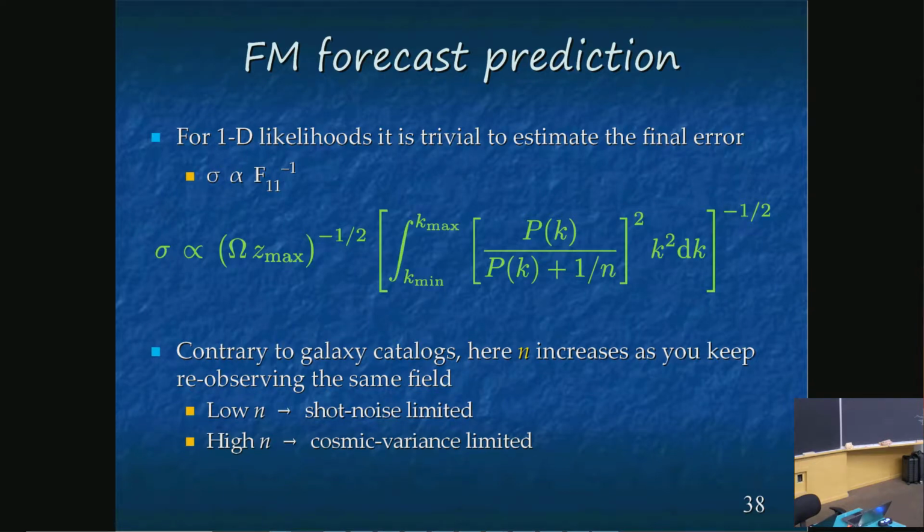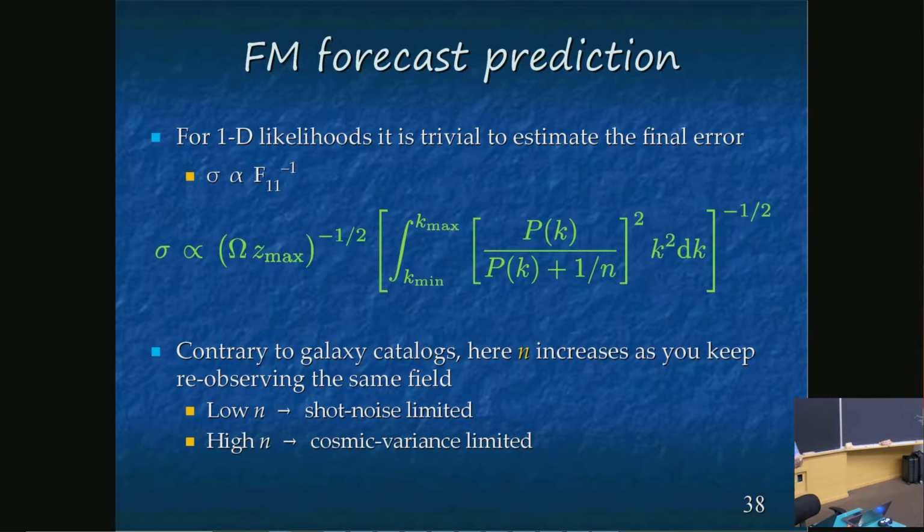If you do just a one dimensional likelihood, I'm going to fix everything else and just vary one parameter. Then the inverse of the Fisher matrix, to the power minus 1/2, gives you the scatter. So that's what the scatter looks like. It's proportional to your area, omega is the area, to your maximum redshift, this is an approximation, and to the integral of your power spectrum where the number density enters here.